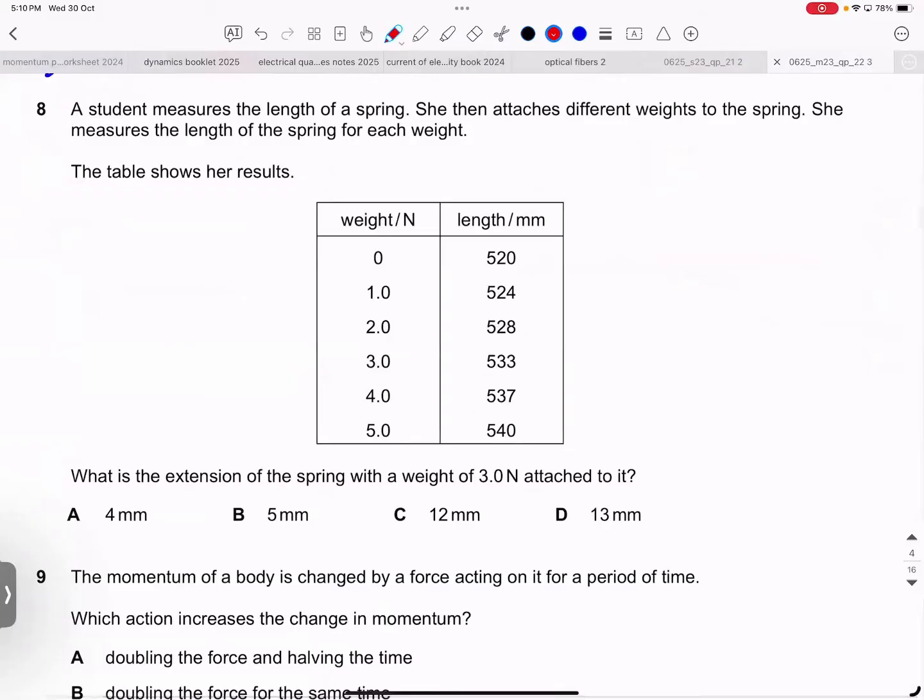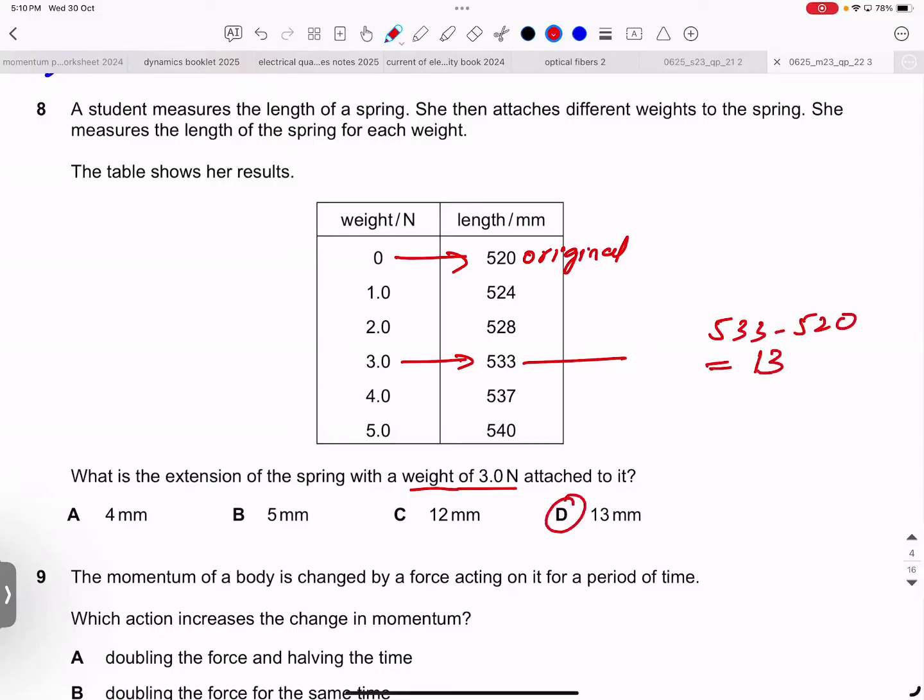A student measures the length of a spring. She then attaches different weights to the spring. She measures the length of the spring for each weight. The table shows the values. What is the extension when the weight is 3 Newton? Weight is 3 Newton, the reading is 533, and the original length was 520. So extension is 533 minus 520, 13 mm. Option D.